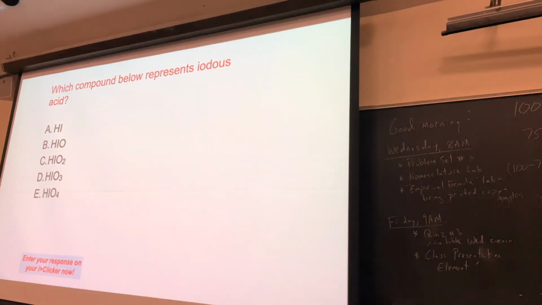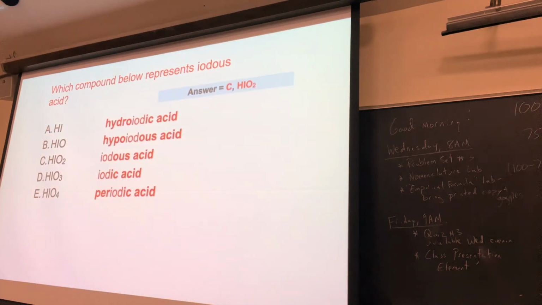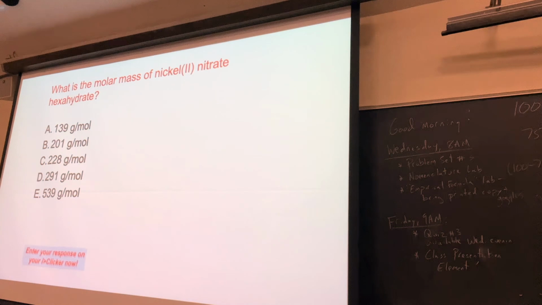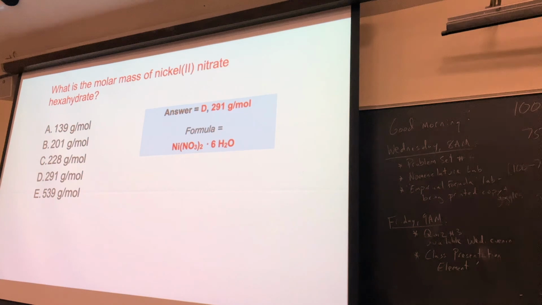There's only 2 more questions. Iodous acid would be C. It's HIO2. And this just lists all the different acids and stuff you might have. If you have a phone and want to take a picture, that's legit. And the last one is a hydrate. Nickel(II) nitrate hexahydrate. Nickel(II) nitrate would be Ni(NO3)2. Hexa is 6. Hydrate means 6 waters at the end of it. That's the only other thing, and you can find the molar mass from there.